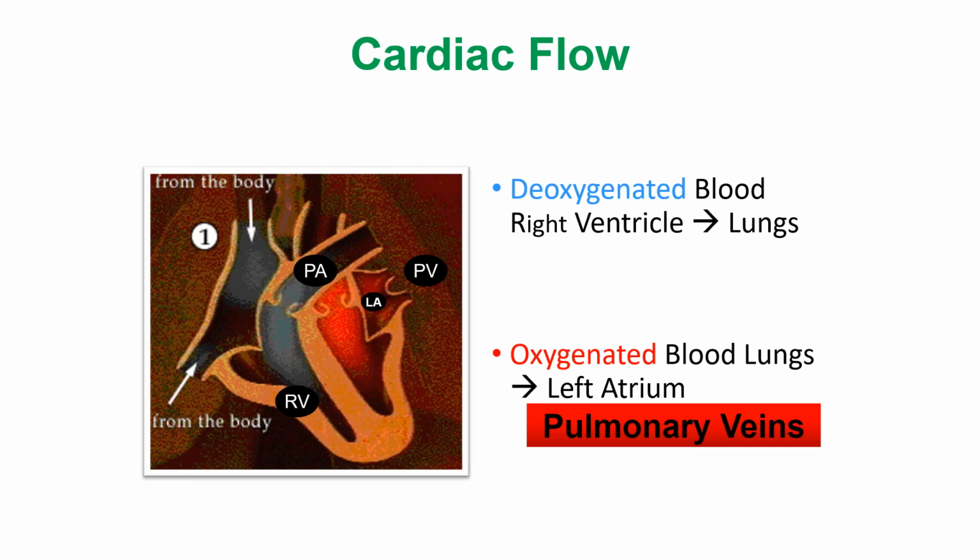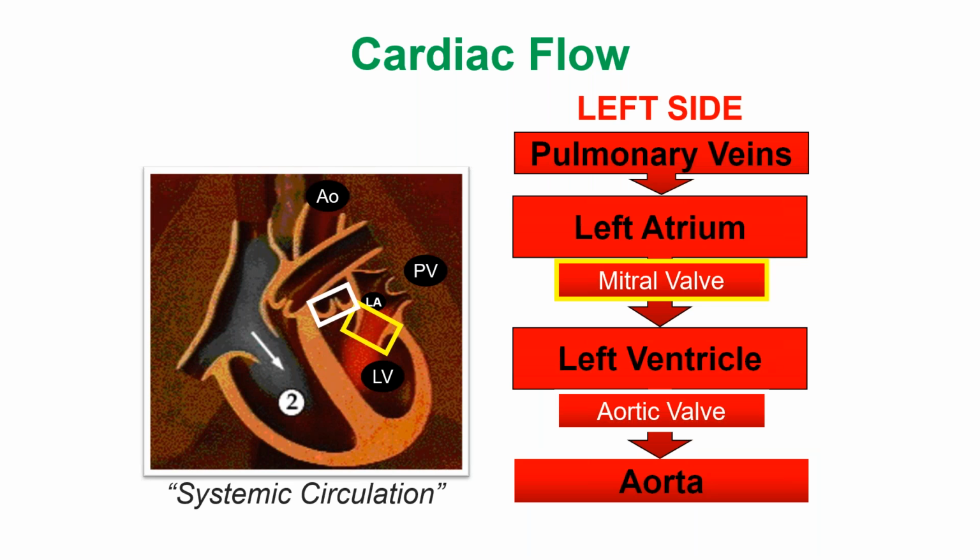So deoxygenated blood goes to the lungs, and then it's oxygenated. From the lungs, it goes back through the pulmonary veins, back to the heart, to the left side of the heart. The pulmonary veins fill into the left atrium, pump through the mitral valve to the left ventricle, which, the ventricles we said are the pumping part of the heart. So this part is pumping out to the body. This is called systemic circulation. The other part was called pulmonary circulation.